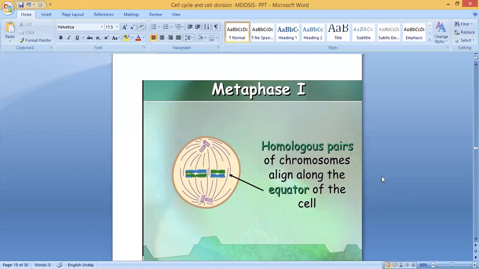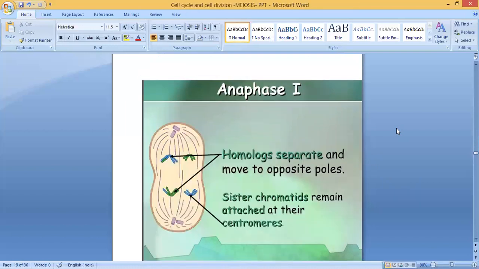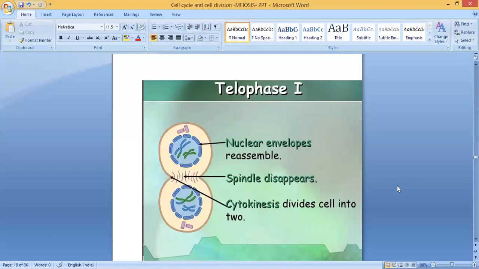Then here is metaphase 1. Homologous pairs of chromosomes align along the equator of the cell. So they are coming to the equator, to the center of the cell. That is metaphase 1. Anaphase 1: homologous chromosomes separate and move to the opposite poles. You can see that in this one pair of homologous chromosomes, each one separates and moves to the opposite pole. Sister chromatids remain attached at their centromeres. You can see these are the sister chromatids, attached at the centromeres.